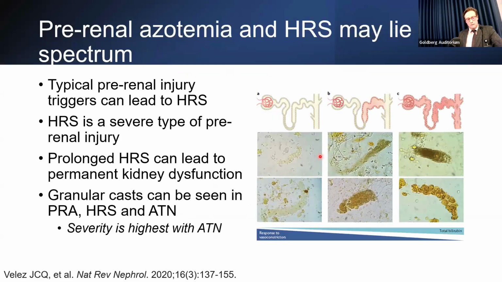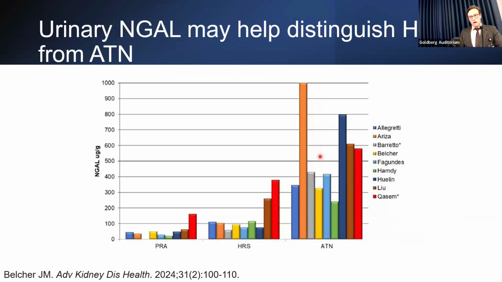And again, keeping in mind, prerenal azotemia and HRS lie in a spectrum. If you have HRS for a long period of time, that can lead to irreversible kidney damage. So identification of HRS early, proper treatment early, can help prevent the progression to an irreversible injury. Just some things coming down the pipeline, although not available.